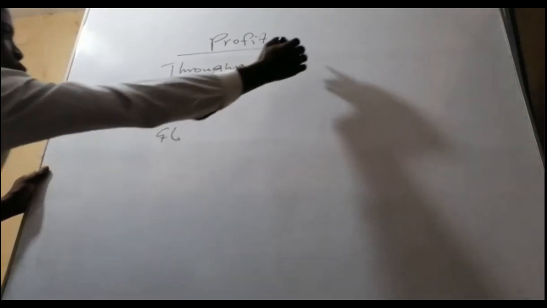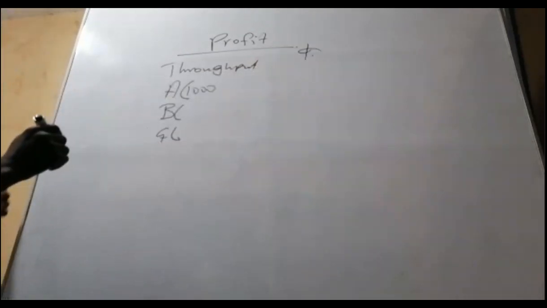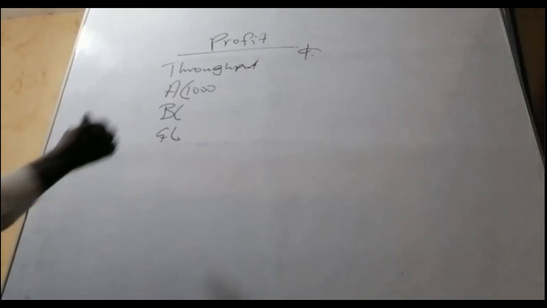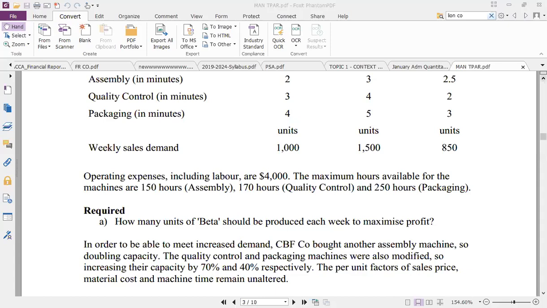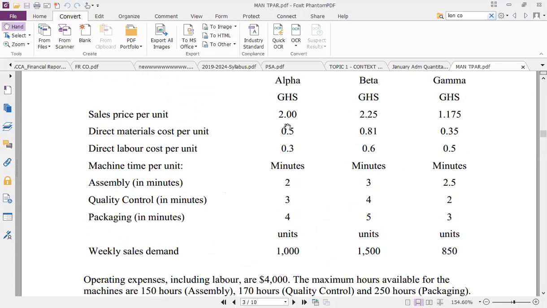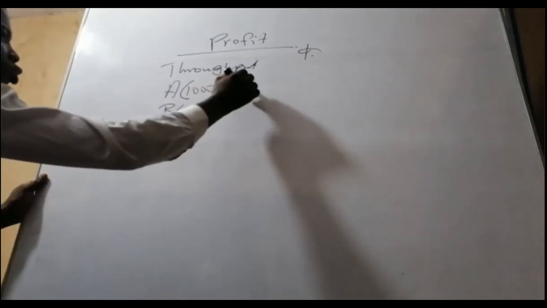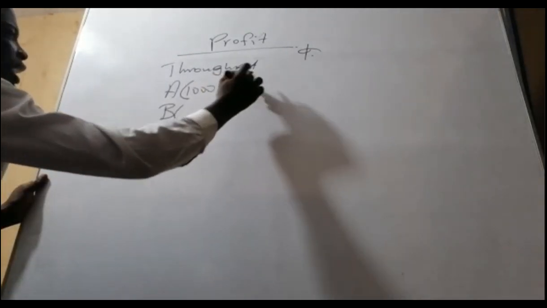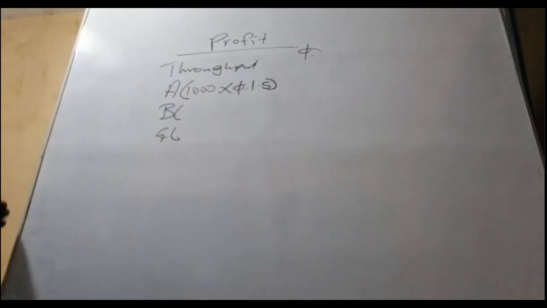What's the throughput per unit for alpha? Let me pick it from here. The selling price for alpha was 2, and then the direct material was 0.5. So therefore, the throughput per unit is what? 1.5. Good. So times 1.5 Ghana cedis, right? So 1,000 times 1.5 gives us 1,500.